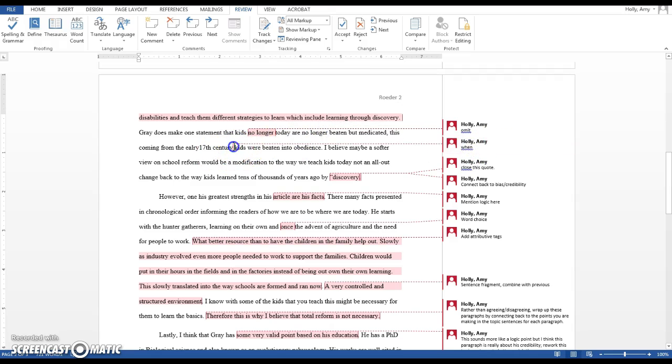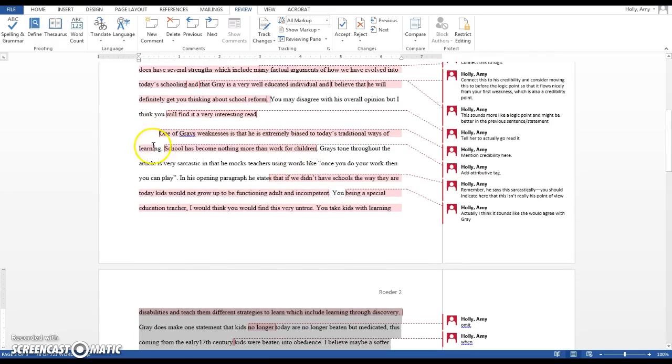You need an extra word here just to make the sentence flow. I would say "when" or something. You also have a spelling error there: early 17th century when kids were beaten into obedience. This quote starts out, but it doesn't end anywhere, so make sure you put close quotation marks at the end. And then in general, you've kind of lost focus on the idea of his biases and how it's a weakness because it hurts his credibility by the end of this paragraph. So you want to refocus this on what you actually introduced in your topic sentence.